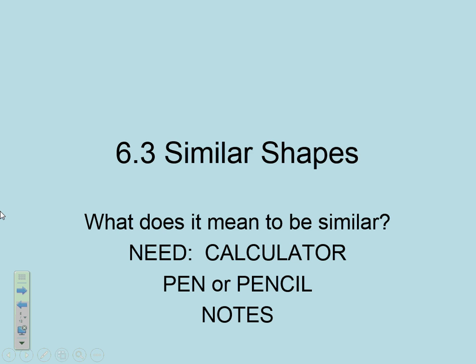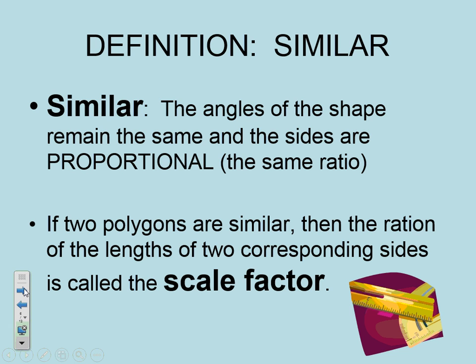Alright, you probably already have this down, but the definition of similar: the angles of the shapes remain the same and the sides are proportional, so they have the same ratio. If two polygons are similar, then the ratio of the lengths of two corresponding sides is called the scale factor, which we'll be talking a lot about today.